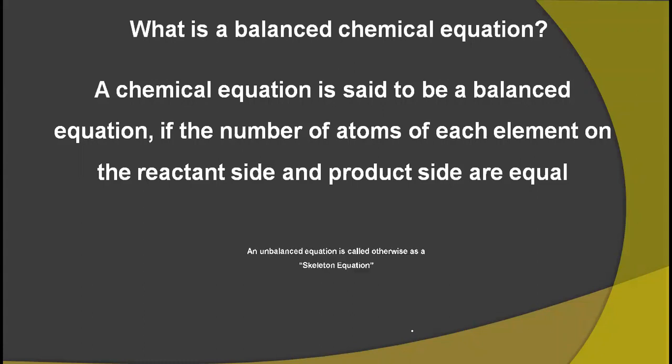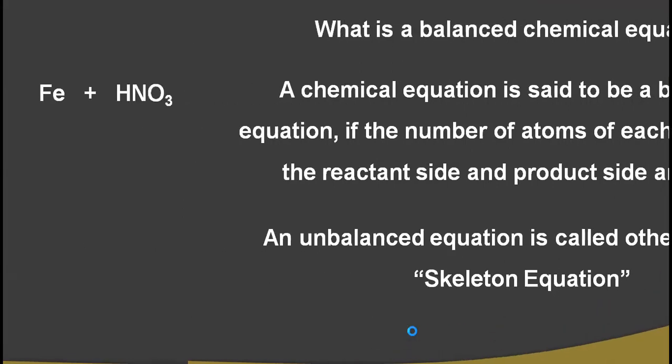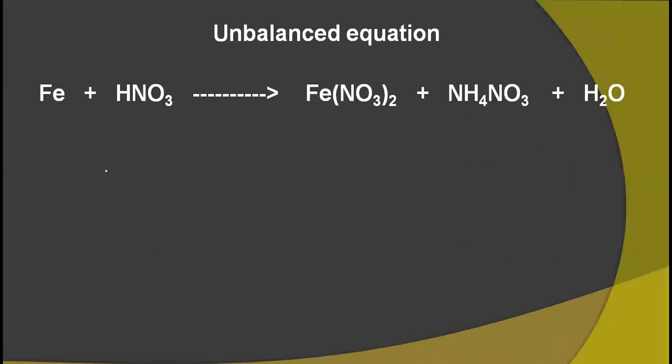Now, an unbalanced chemical equation is otherwise called a skeleton equation. Now, we will just see one example of a balanced and an unbalanced equation, and then we will go into that shortcut method. So here we have Fe, iron, reacting with nitric acid, HNO3, to give ferrous nitrate, Fe(NO3)2, ammonium nitrate, NH4NO3, and water, H2O.